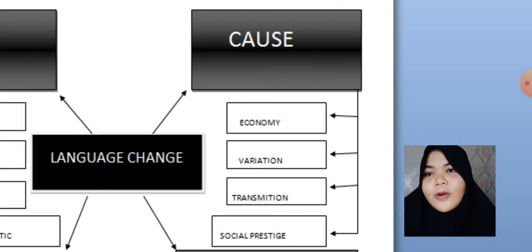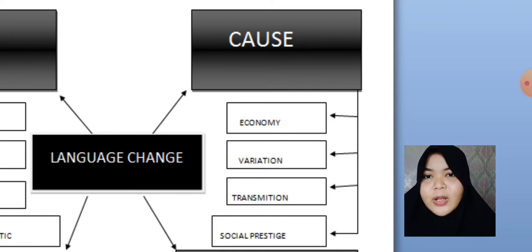Well, we have four causes here. The first one is economy. In producing a language, we often think economically. So we are decreasing or eliminating some words or some sounds to make it more economical. For example, when we are going to say I want to, people now are making a new creation and changing it to become I wanna. So not I want to, but I wanna, and not I'm going to, but I'm gonna.